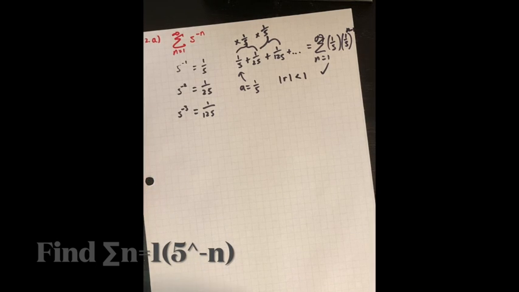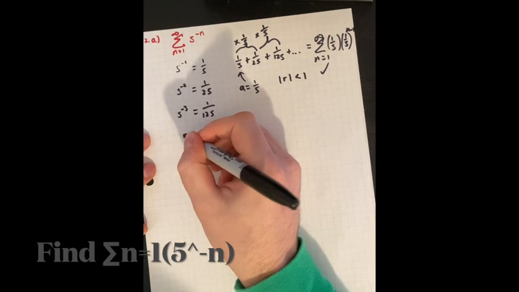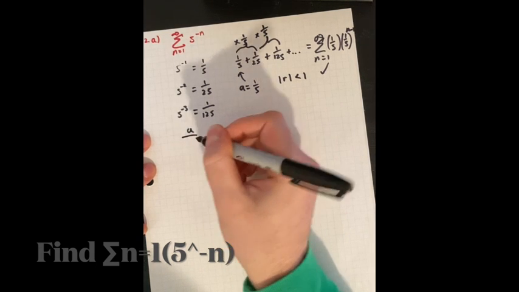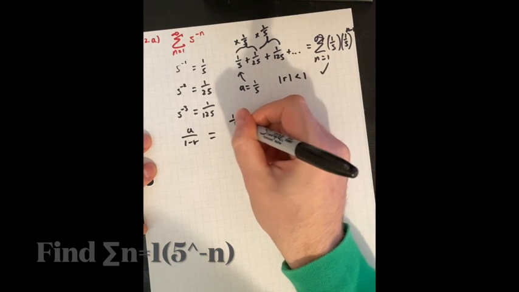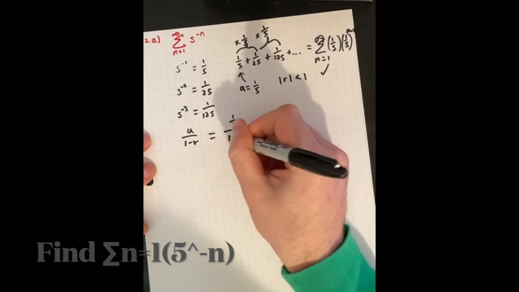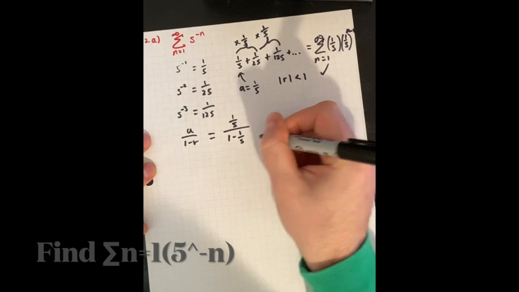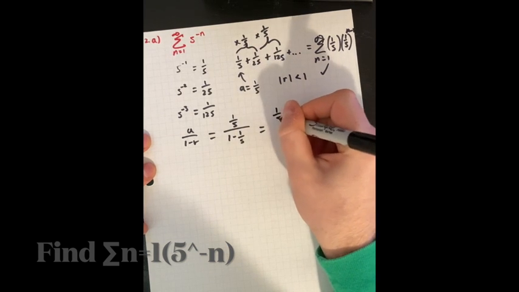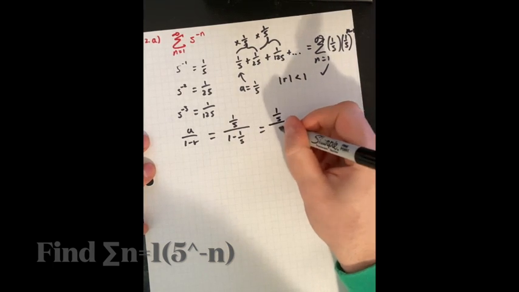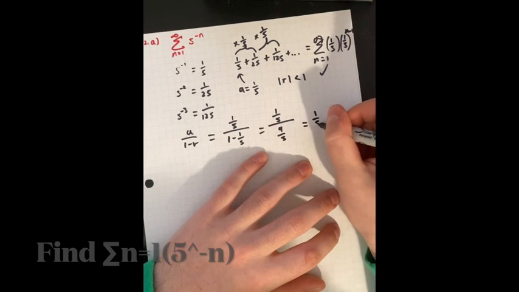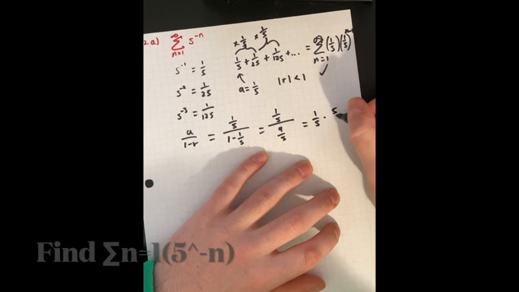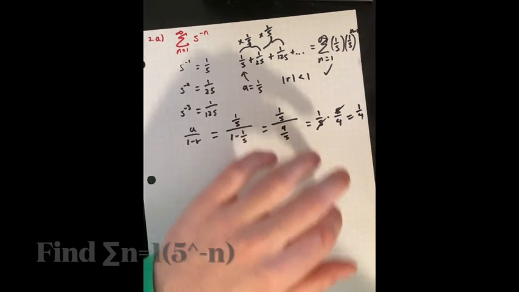And we can use the formula that we talked about in the last section, which is a over 1 minus r, which in this case equals 1/5 over 1 minus 1/5, which equals 1/5 over 4/5, which equals 1/5 times 5/4, which equals 1/4.